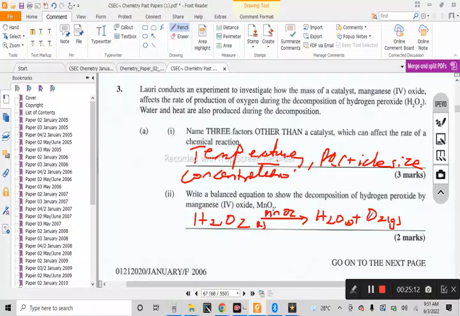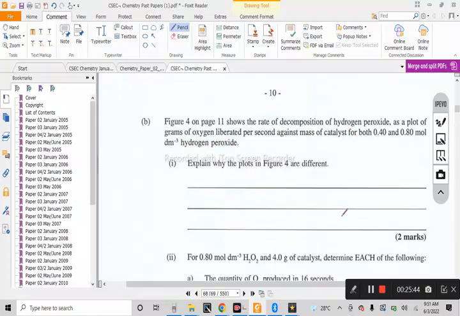Let me make sure that it's balanced. Two, two, two, two. We put two here, so much we get four. Yeah, four, four. Good. Excellent. No, that's it. It is balanced, right? All right.